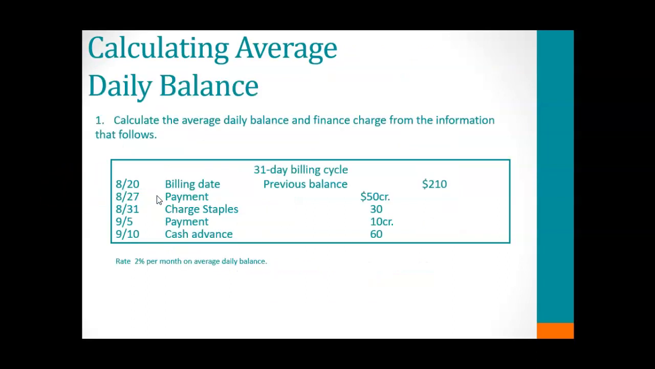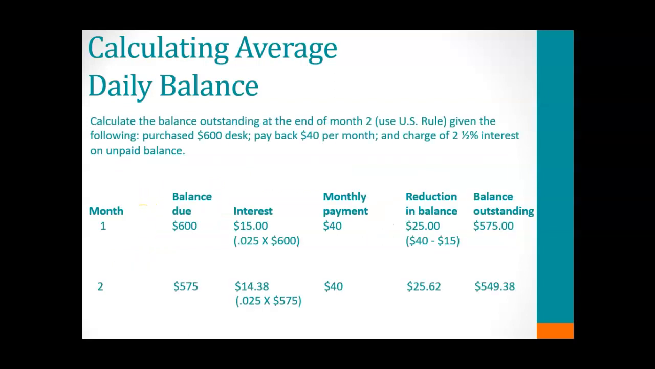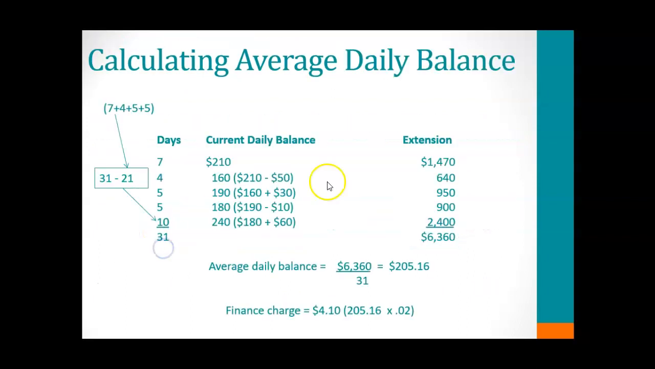I'll go back, because between 8/31 and 9/5 is a 5-day time period. So your balance was, oops, wrong way. Sorry about that. So your balance was 190 for 5 days. Then you made the payment for the $10 that brought it down to 180. But then, against my advice, you made a cash advance for $60. It brought the balance back up to 240.